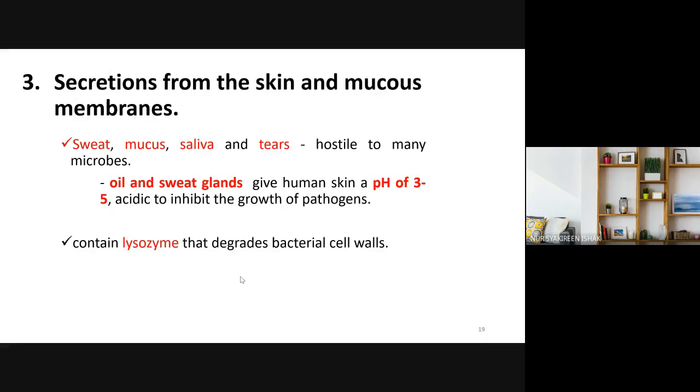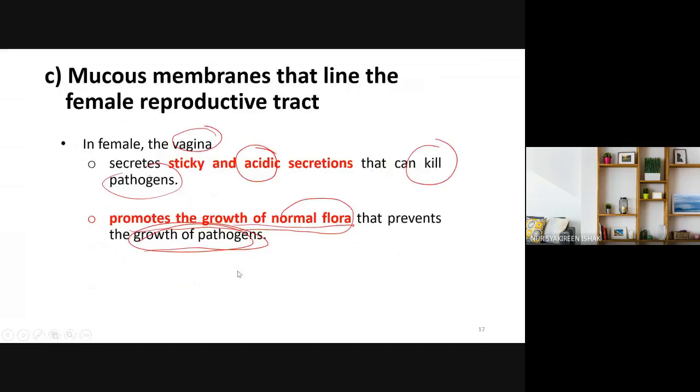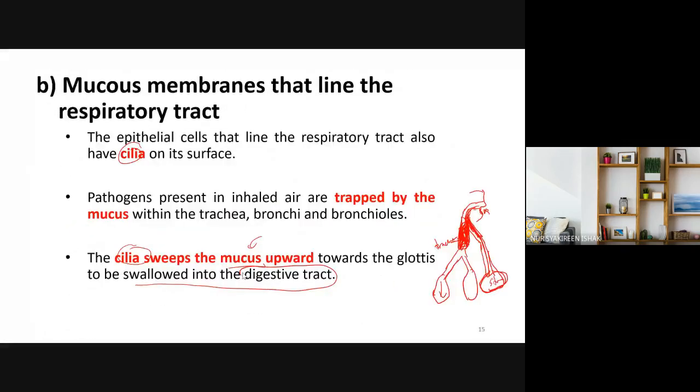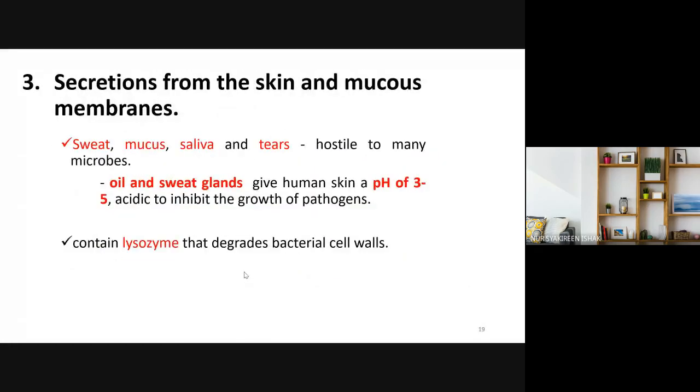Okay. So the next one tadi mucous membrane kan? Mucous membrane for the reproductive tract, for the respiratory tract, and also for the digestive tract. So now we are going to look at the different secretions, okay, from the skin and mucous membrane. So you have sweat, okay, for the skin, for example, mucus, okay, for the lining of the trachea, saliva, okay, in your oral cavity, tears produced by your eyes. So these secretions, okay, are hostile to many microbes.